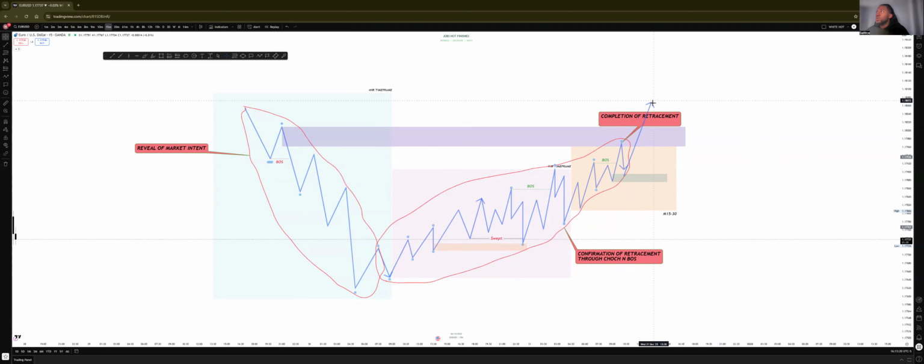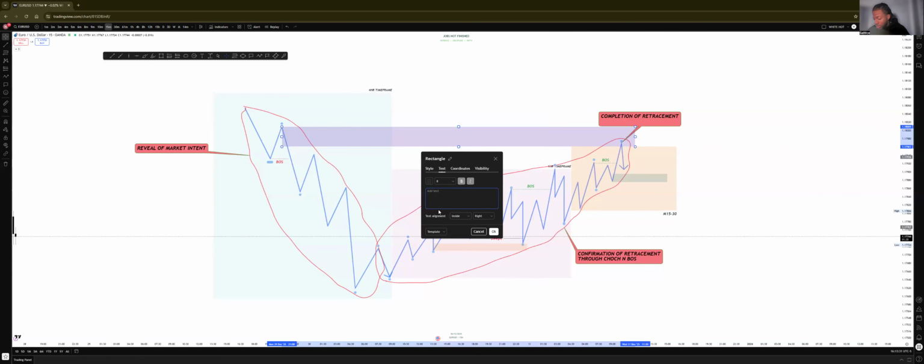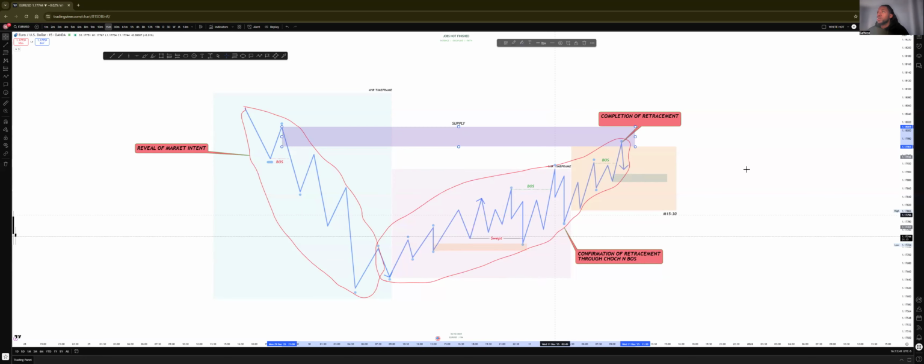But what you will now know is that price came into this supply here first, so we're going to mark this as a supply. What makes a strong supply? A high that leads to a low that breaks structure. Always remind yourself these things until it becomes second nature. Keep repeating it to yourself as you're narrating on a chart.